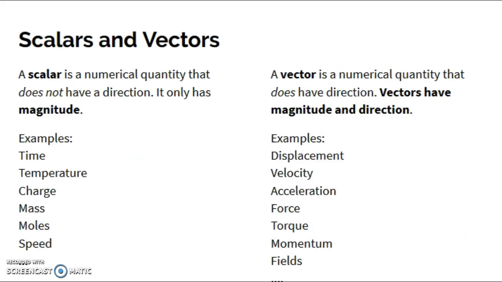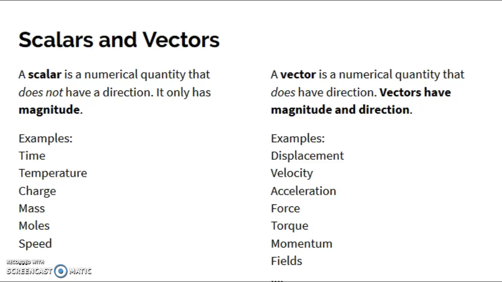And moving on to probably one of the most important ideas in physics is the difference between a scalar and a vector quantity. So a scalar is just a numerical value that does not have a direction. It only has a magnitude. Right? So magnitude just means numerical value. At least that's how I like to think of it. So a scalar quantity just has a number value associated with it. It can still have units, but there's no direction.